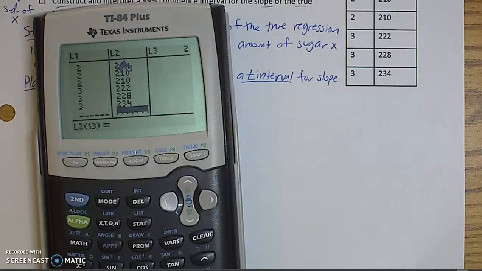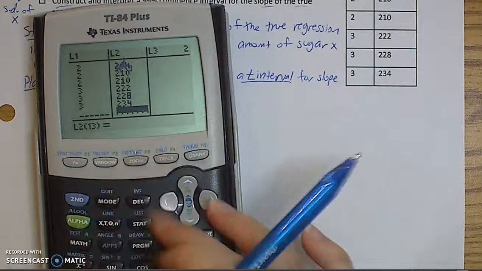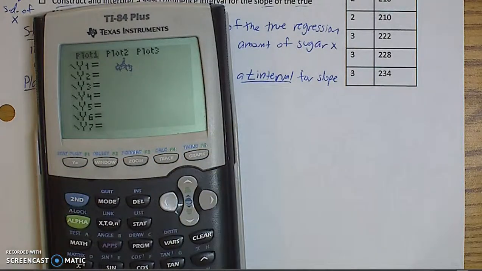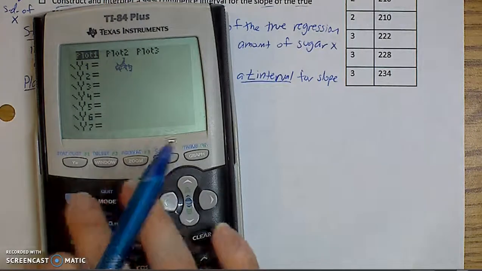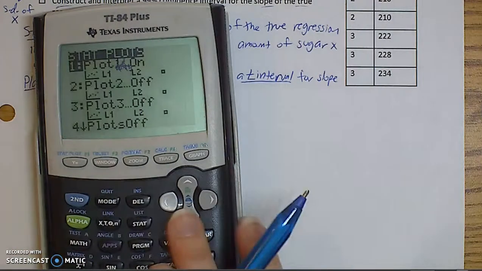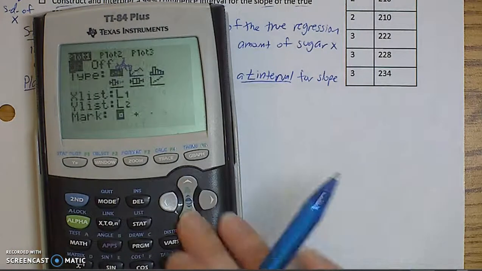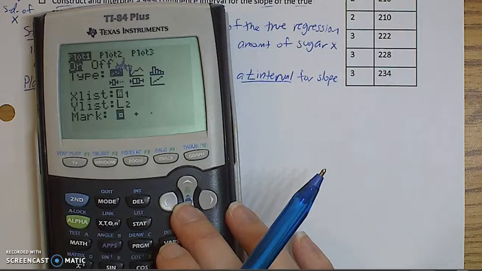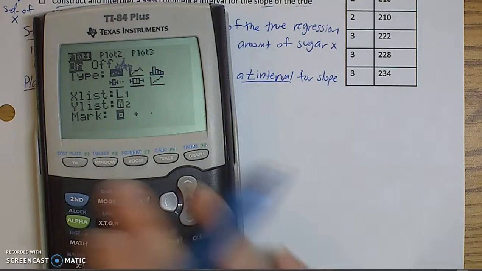Now that we have our data in our lists, X in list 1, Y in list 2, I'm going to go ahead and create the scatter plot for it. So if you don't remember how, go up to your Y equals, turn your plot on. If you hit second Y equals, we're going to go in here and make sure we hit scatter plot, which is the very first one. X's are in list 1, Y's are in list 2.